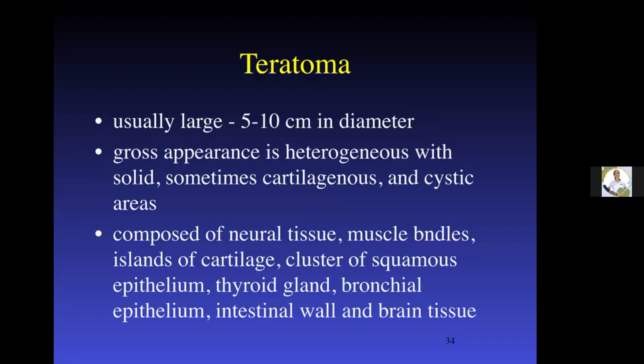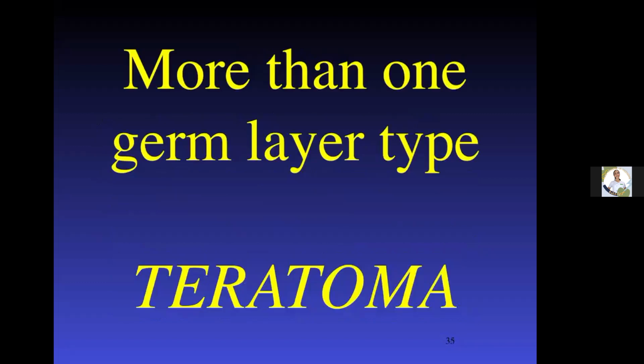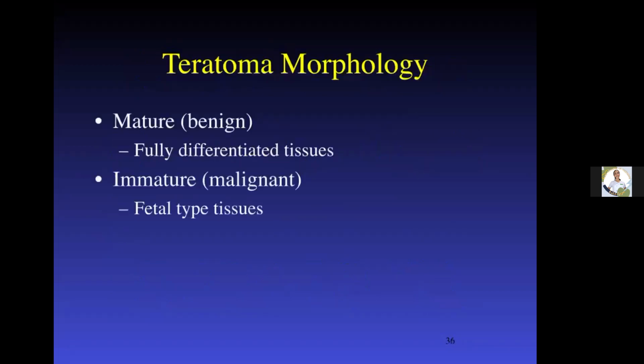So they are composed of neural tissue, muscle bundles, islands of cartilage, clusters of squamous epithelium, thyroid gland, bronchial epithelium, intestinal wall, and brain tissue. So if you see more than one germ layer type of tumor, that is teratoma. There are two types, the benign and the malignant. The mature, which is the benign, you call it mature teratoma. You see fully differentiated tissues. But when it is malignant, you see immature cells, so the fetal type of tissues.